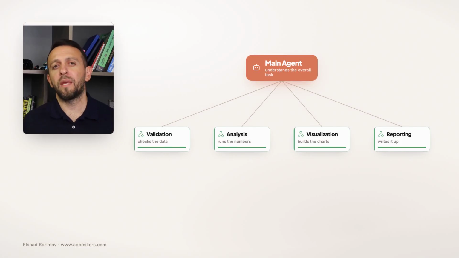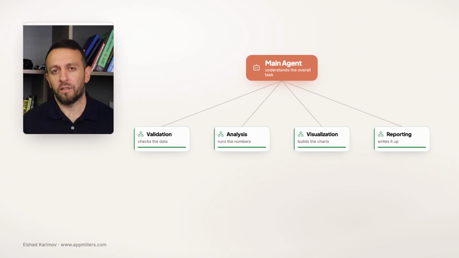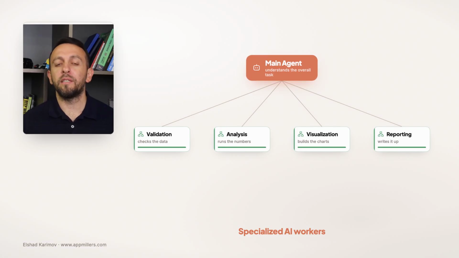So if you say, build me a financial analysis, the main agent may coordinate the task while other agents handle the validation, analysis, visualizations, or reporting. So instead of one AI trying to do everything, you can have multiple specialized AI workers collaborating on the same task. That's the part I find really interesting.